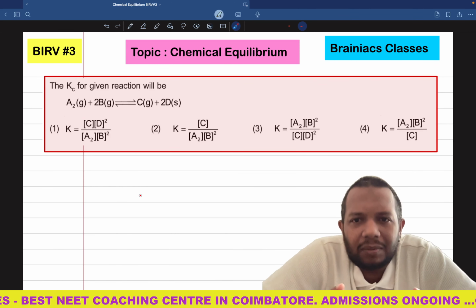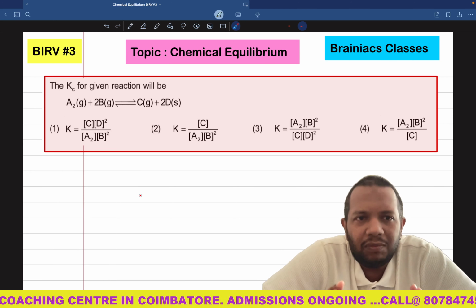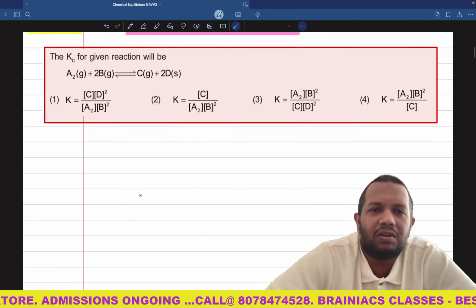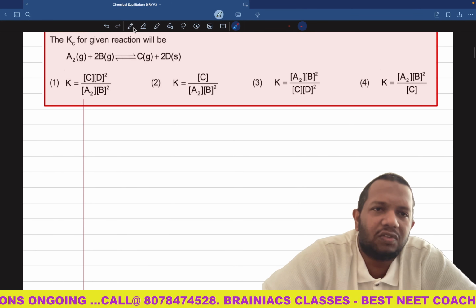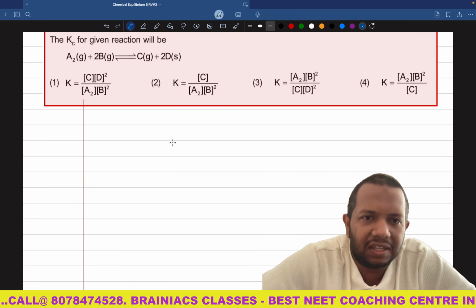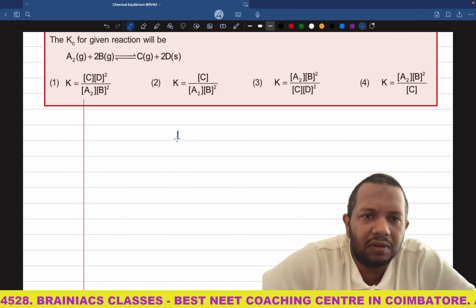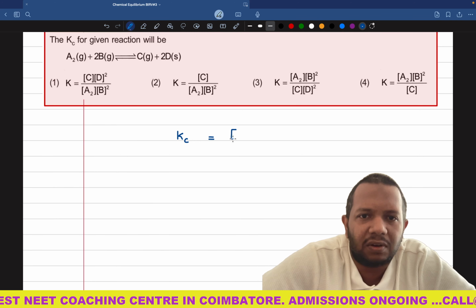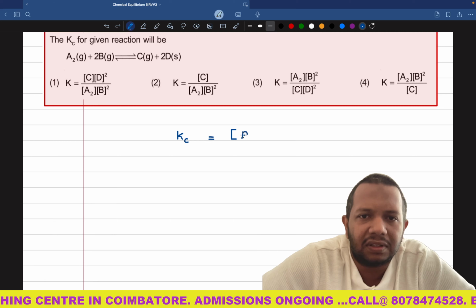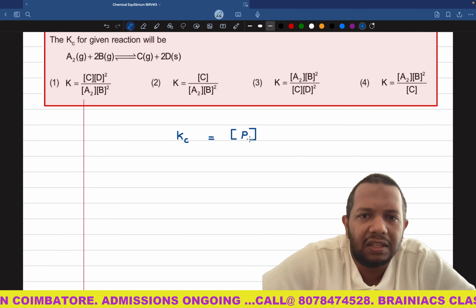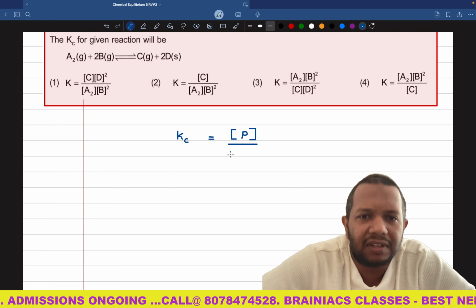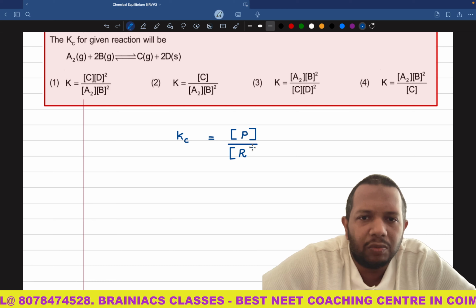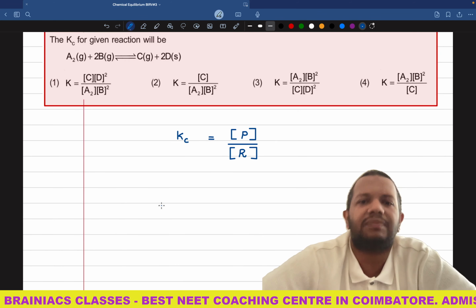When questions like this come, we can easily write it. We know that the equilibrium constant Kc is the concentration of the products divided by the concentration of the reactants. So we can start by writing the fundamental equation. Kc is nothing but the concentration of the products divided by the concentration of the reactants, correct? This is the fundamental. Now we apply the law of mass action and write it, okay.